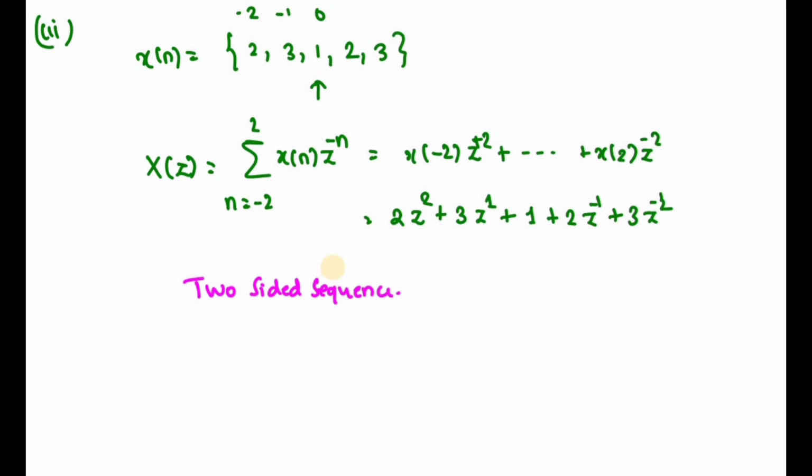Okay. So here the ROC is the entire Z plane except Z is equal to 0 and Z is equal to infinity.